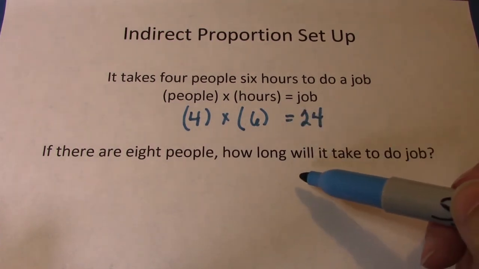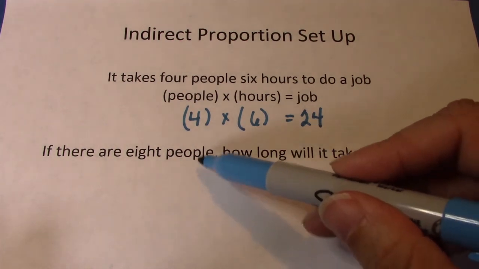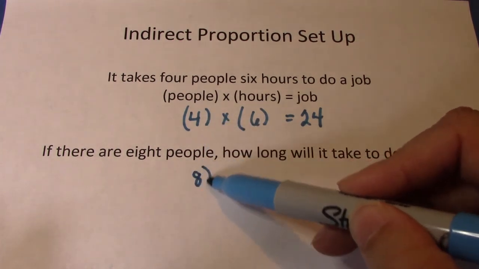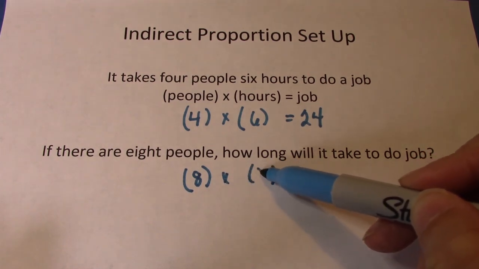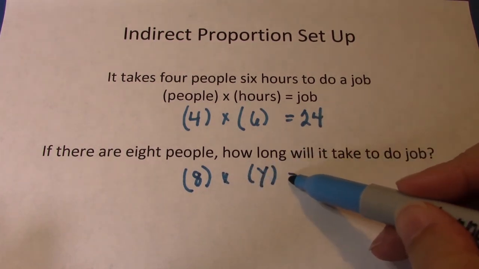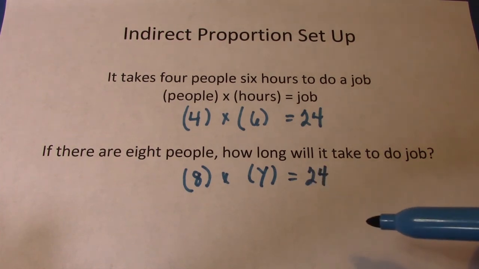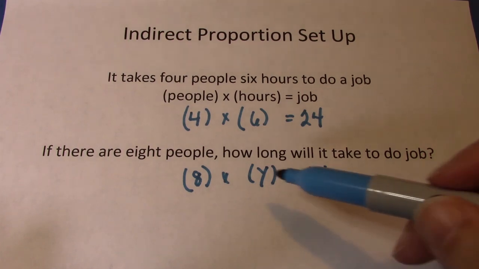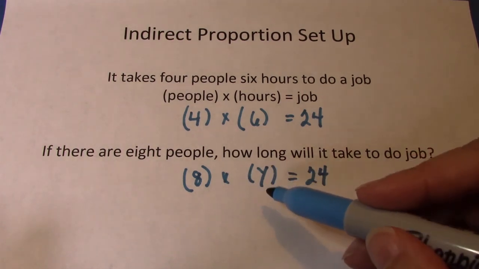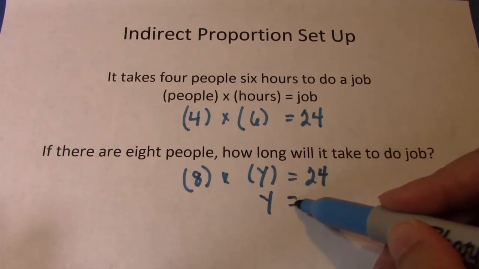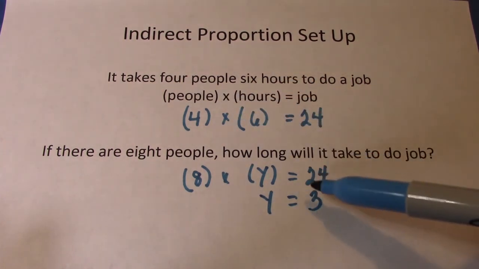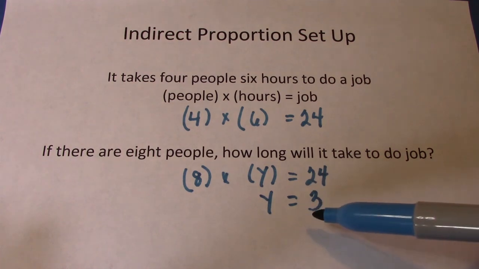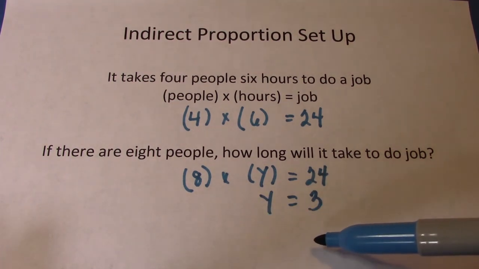So now if there are 8 people who are going to share the job, now we have 8 people times how many hours? We don't know. Let's call that y. But it's still going to equal 24. It will still take a total of 24 people hours to do that job. So if we divide both sides by 8, we will get y equals 3. So that makes sense because it's twice as many people. It takes half the amount of time. 8 people can do the job in 3 hours.